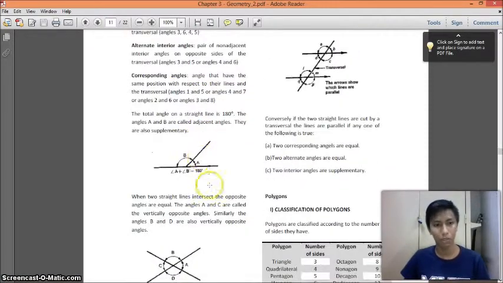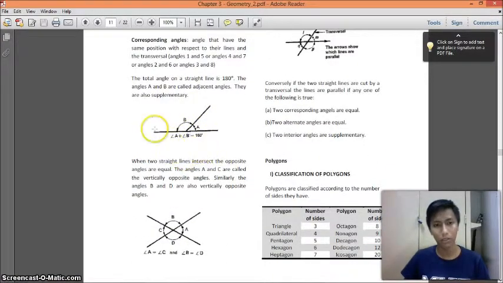For more examples, this is a corresponding angle. You can see a straight line. There are two angles. If you sum up B and A, you will get 180. Let's say the angle at A is 150. Therefore, the angle at B will be 30.